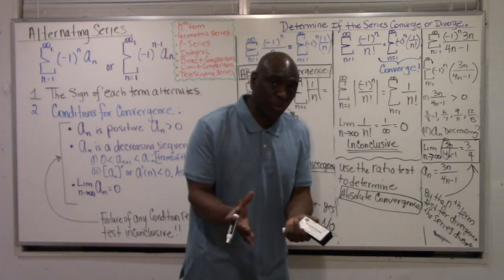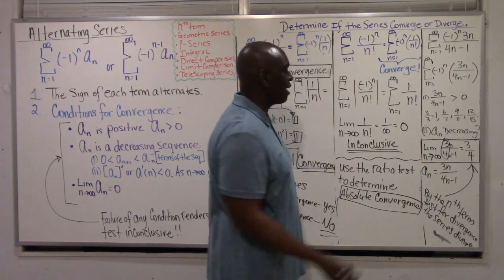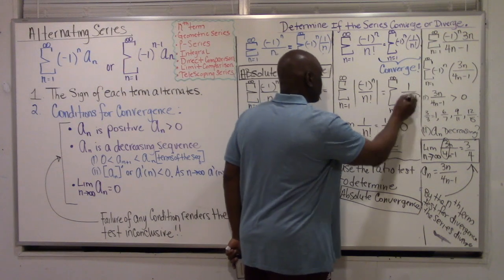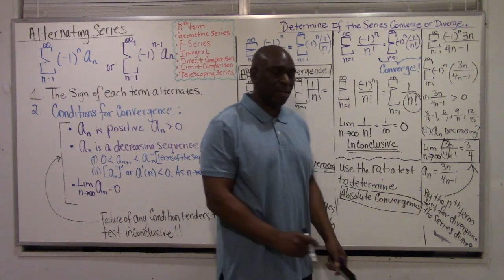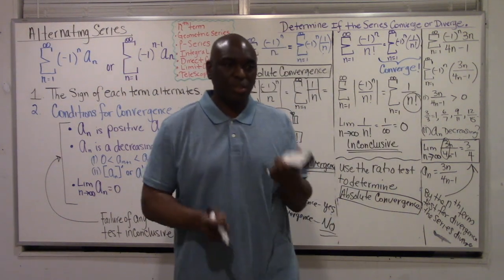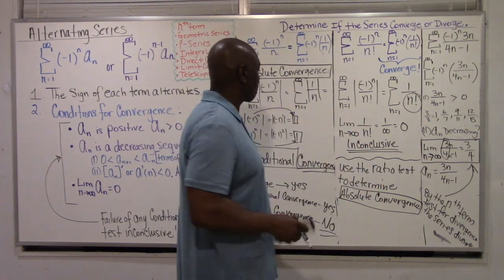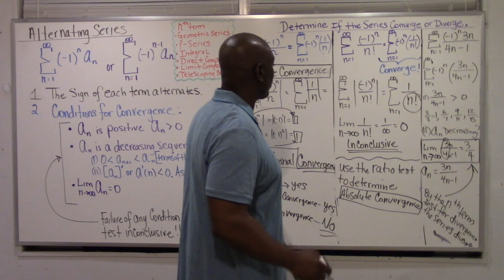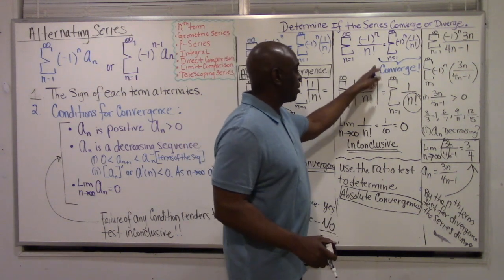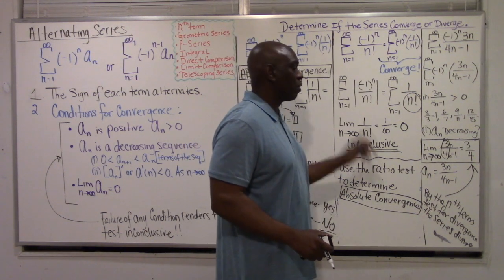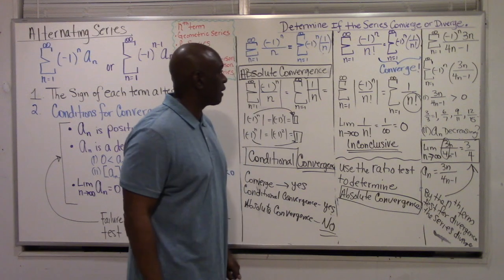Because you want to use the ratio test when you have factorials and when you have exponential powers. I will teach you that in our next lesson. All right? So we know it converges. Does it converge absolutely? Stay tuned. We'll come back to that.